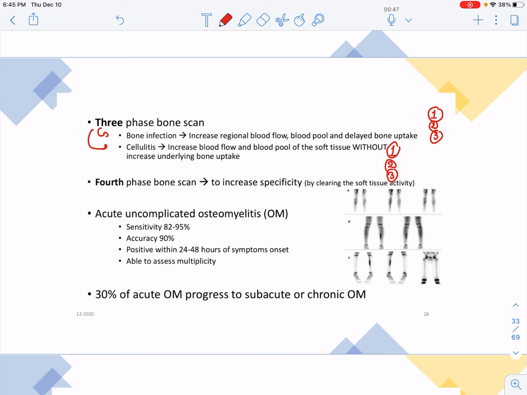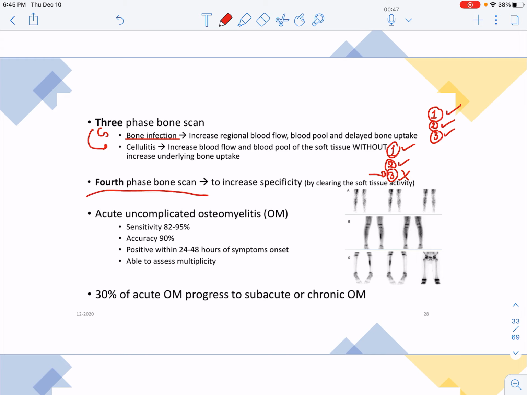اوكي، لو كان عندنا increase uptake في ال blood flow و increase uptake في second phase اللي هي ال blood pooling، وكان عندنا delay bone uptake، عندنا وصل انه يكون عندنا في البون uptake في delay imaging، خلاص هنقدر نقول انه هو bone infection. لو كان عندنا increased blood flow وكان عندنا increased blood pooling، بس لما نرجع لنا المريض ما في عندنا increase في البون uptake في الديلي، يصير احنا نقدر نقول ان هذه cellulitis. كده نقدر distinguish between both of them.